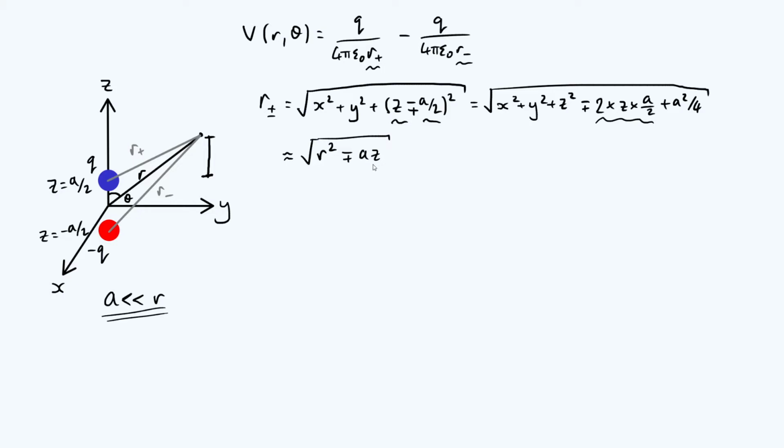Okay, so what can we do with this? Well, let's factor out this r squared. And then we're just going to get r in front, and we're going to get 1 minus or plus az over r squared. Now, the reason for doing that is that, let me rewrite this in a slightly different way. It's going to be r times the square root of 1 minus or plus, and I'm going to split this second term here into a over r times z over r, because we've got an r squared, so we can do that.